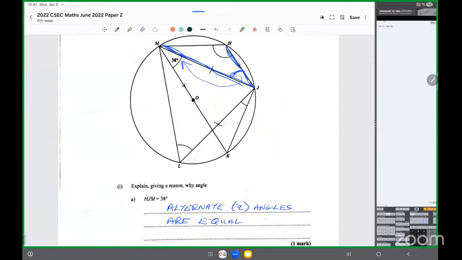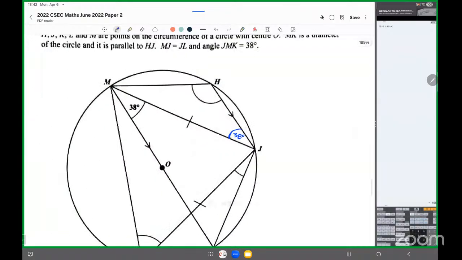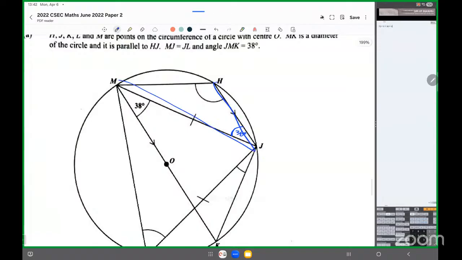And let's put it on the diagram. So this angle in here says 38 degrees. Let's put it on. In here says 38 degrees right here. All right. Z angles up here, so equal.